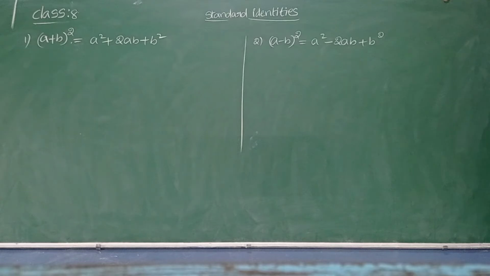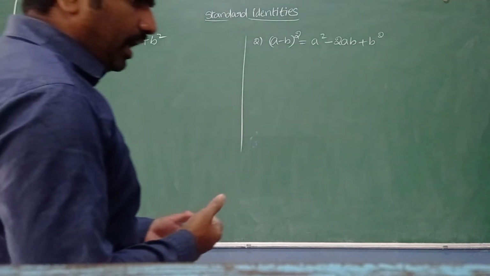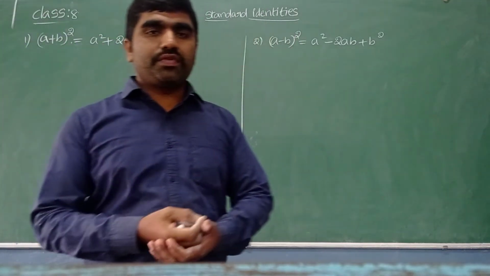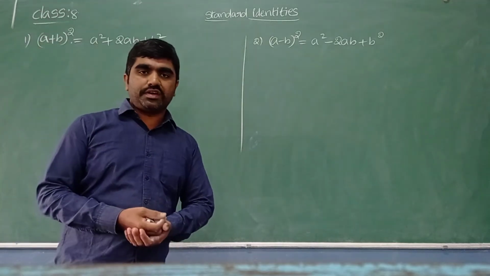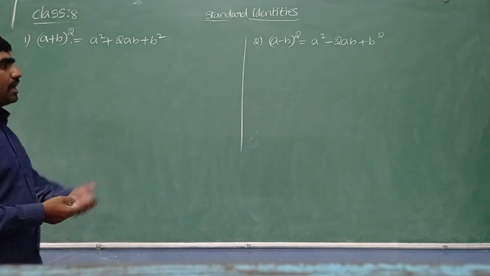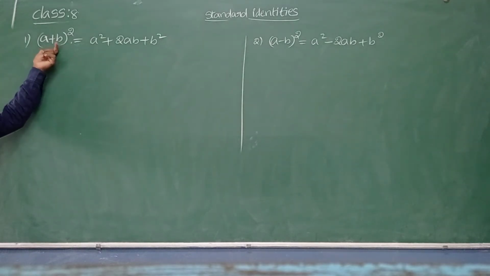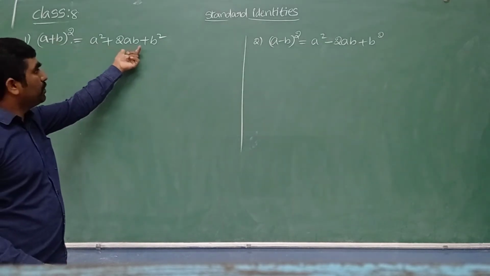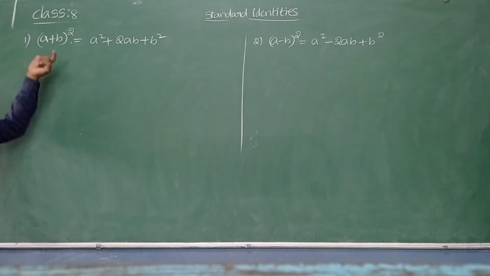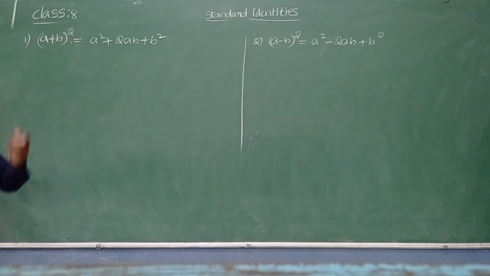Yes, children, we got the clarity about what an identity is. Identity means it is true for all the values of the variables in it. Now let's see some standard identities. The first identity we have is (a plus b) whole square is equal to a square plus 2ab plus b square. Both are equal, it seems.